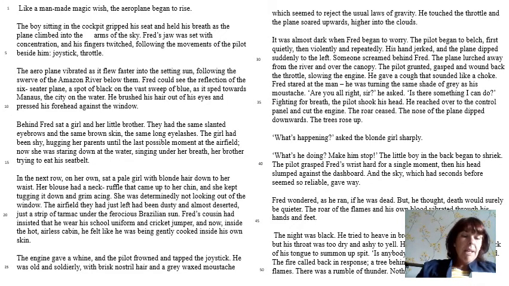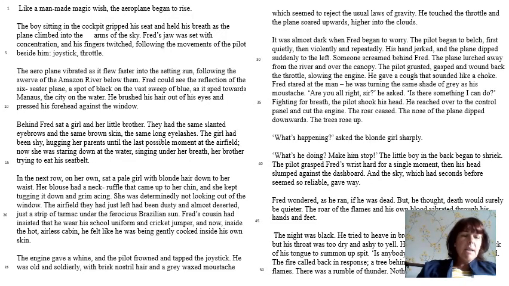The pilot began to belch, first quietly, then violently and repeatedly. His hands jerked, and the plane dipped suddenly to the left. Someone screamed behind Fred. The plane lurched away from the river and over the canopy. The pilot grunted, grasped and wound back the throttle, slowing the engine. He gave a cough that sounded like a choke. Fred stared at the man. He was turning the same shade of grey as his moustache.